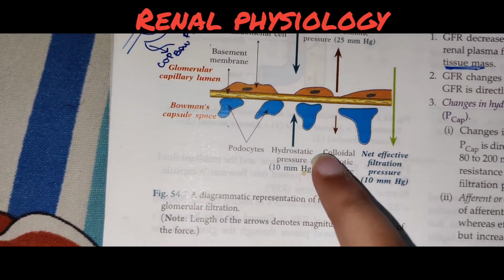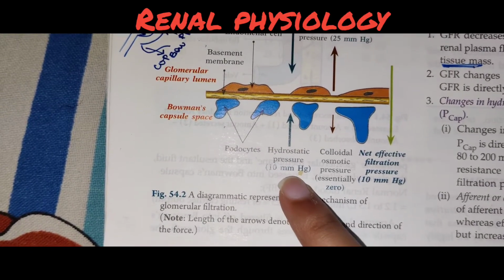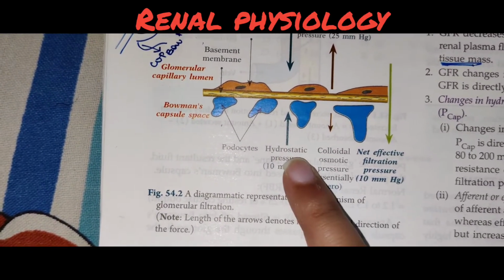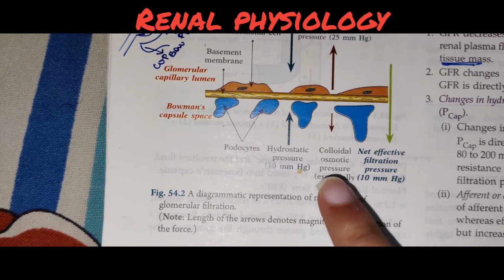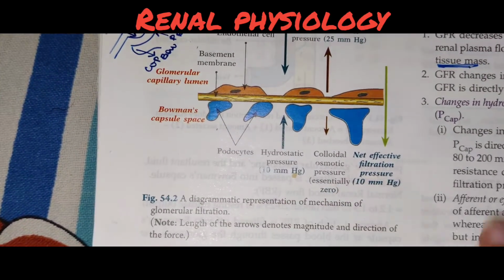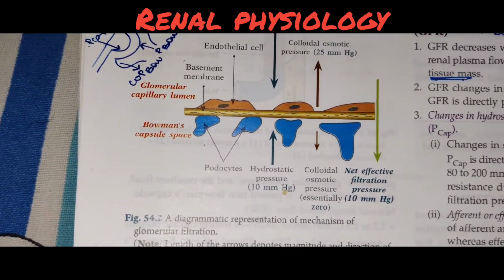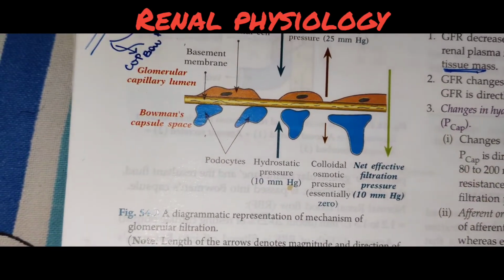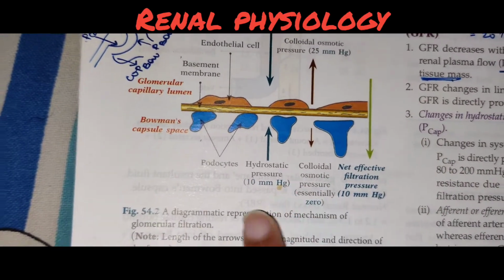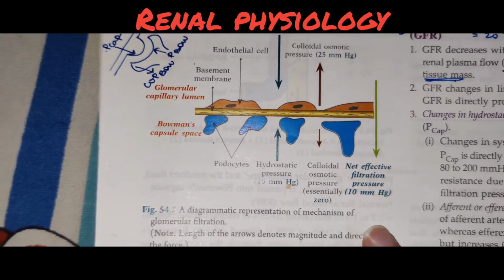Another pressure is the hydrostatic pressure in the Bowman's capsule. How can this pressure increase? If there is any obstruction in the kidney or the ureter, because ultimately all the nephrons open into the ureter. If there is any renal stone, it will increase the hydrostatic pressure in the Bowman's capsule. If this increases, the net pressure will decrease and GFR will decrease.